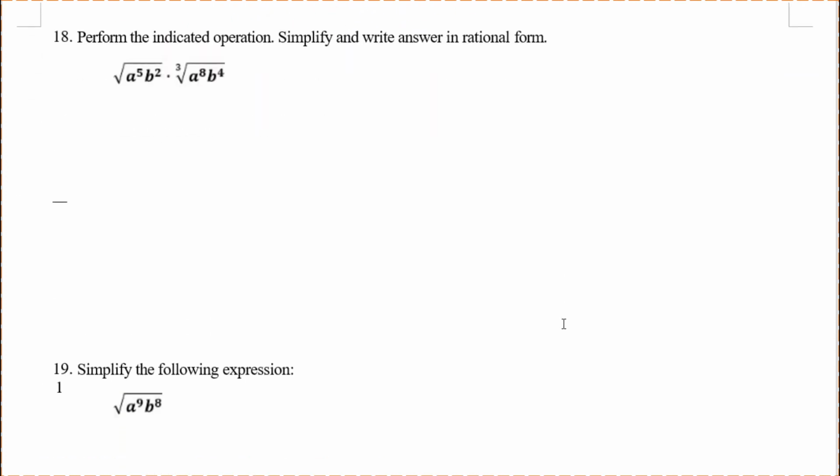All right, number 18, perform the indicated operation. Simplify and write the answer in radical form. All right, since these are different indexes, this is 2 and that's a 3, I'm just going to write them out as fractional powers. a to the 5 over 2, b to the 2 over 2, times a to the 8 over 3, b to the 4 over 3.